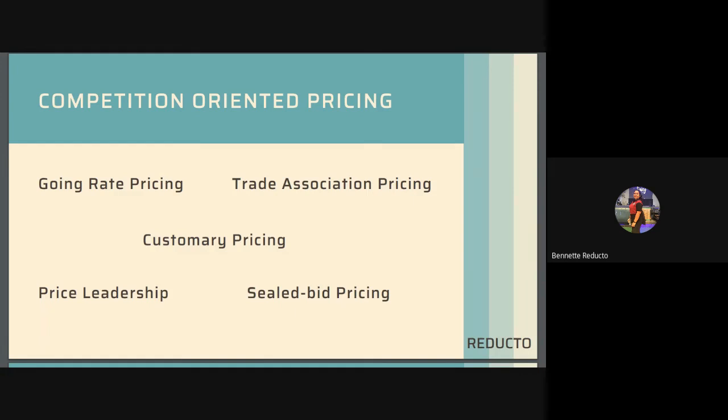The fourth one is price leadership. This is somewhat related to going rate pricing, wherein there's a price leader, and this leader is the one who determines the price of that product. The last one for competition-oriented pricing is sealed bid pricing, wherein there's what you call a tender, which is a quote price determined by contracting firms. Next slide, please.